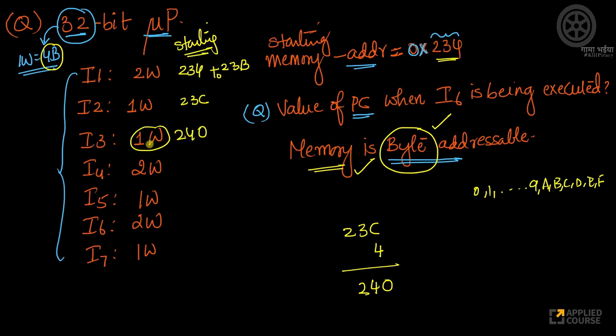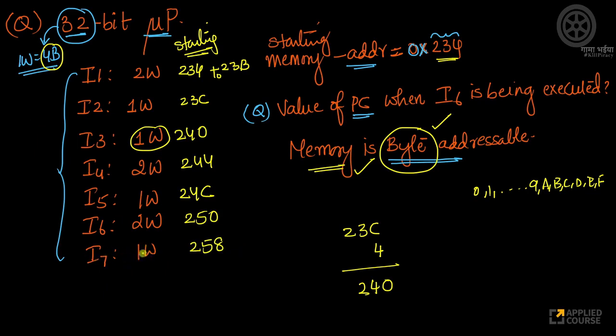So 240 plus 4 bytes becomes 244. The starting address of this instruction is 244. 244 plus 8 is 24C, because 4 plus 8 is 12, and 12 is C. Then I have 1 word, which means 4 bytes, so this will become 250. 250 plus 2 words, which is 8 bytes, so this will start from 258. Right? So if I have instruction 8, till where will this be?